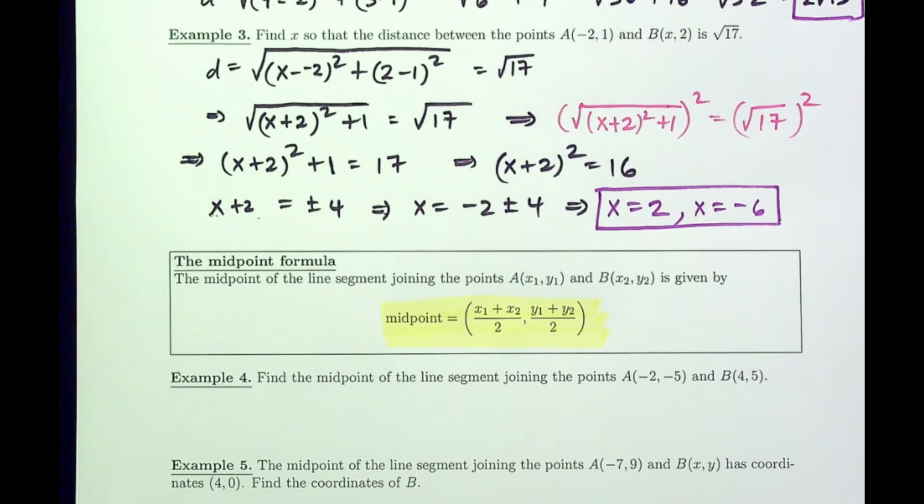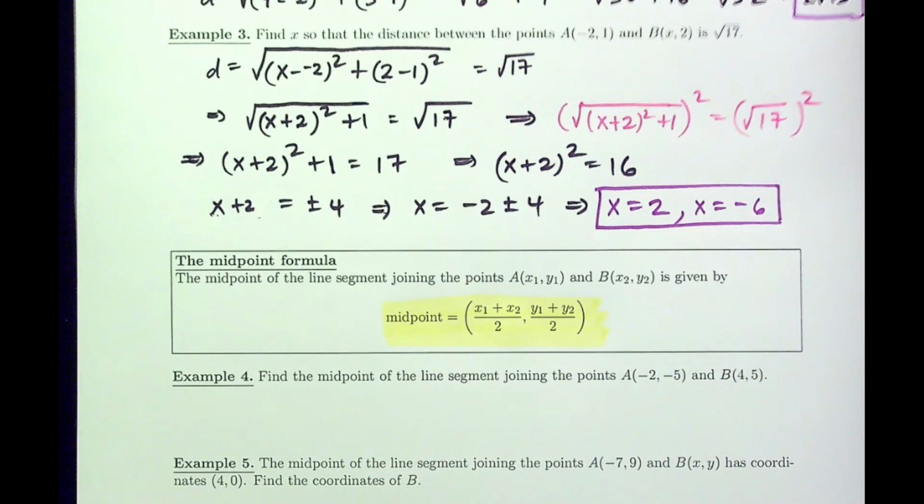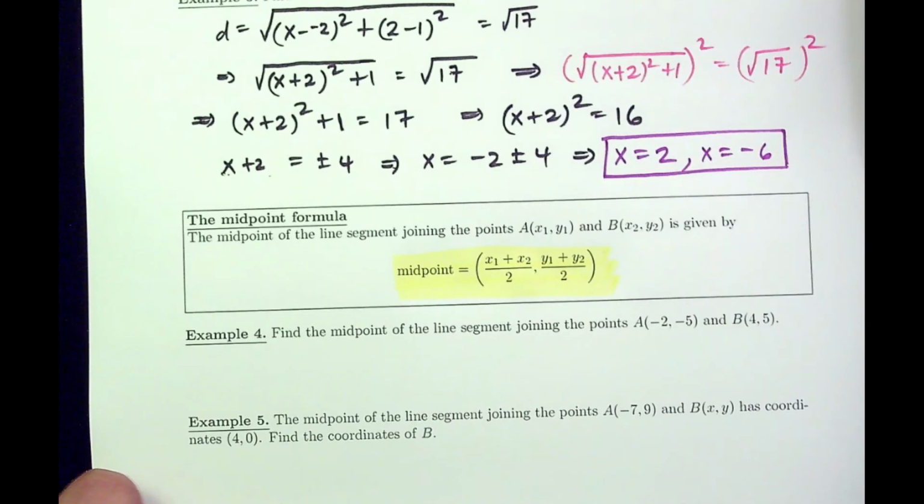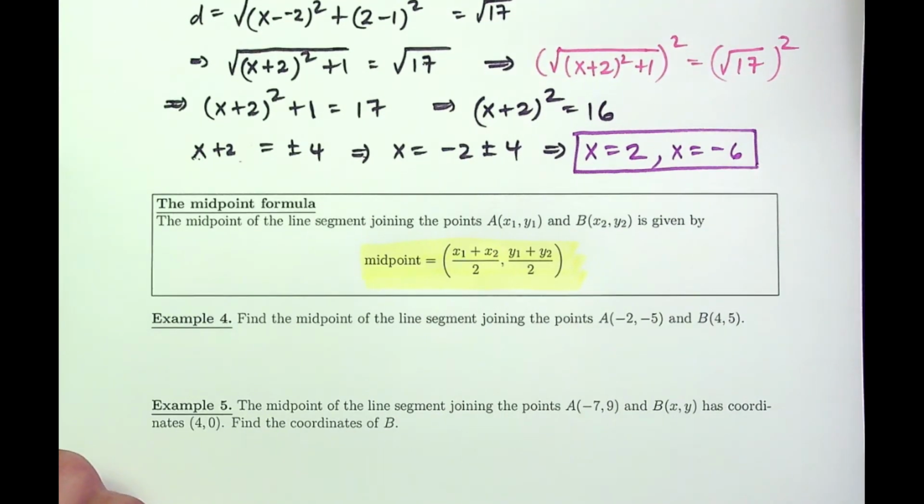That's the average of the x coordinates. And take the average of the y coordinates. That's it. The average of the x's is the x coordinate. The average of the y's is the y coordinate. And that is the formula for the midpoint. Very simple.